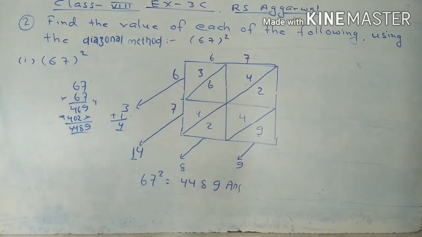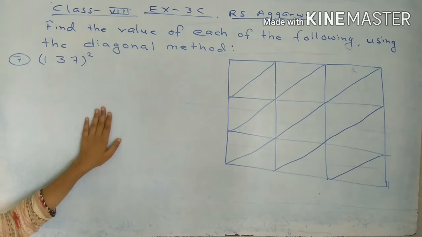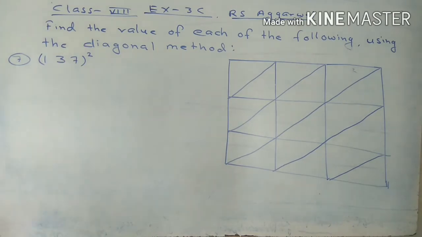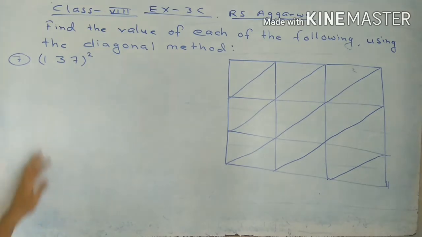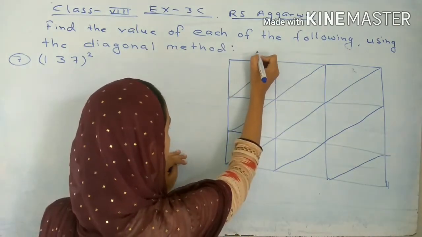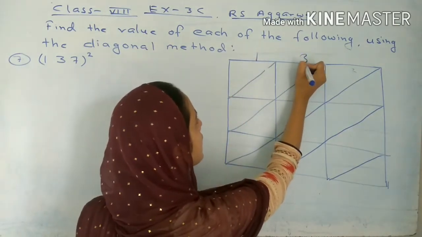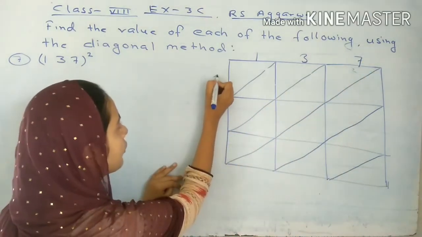Now the second question. I hope you can solve question number 6. It was like question number 5. Now I am solving question number 7. And question 7 is a three-digit number, like 137. Horizontally we will write 1, 3, and then 7. And vertically we will also write 137.